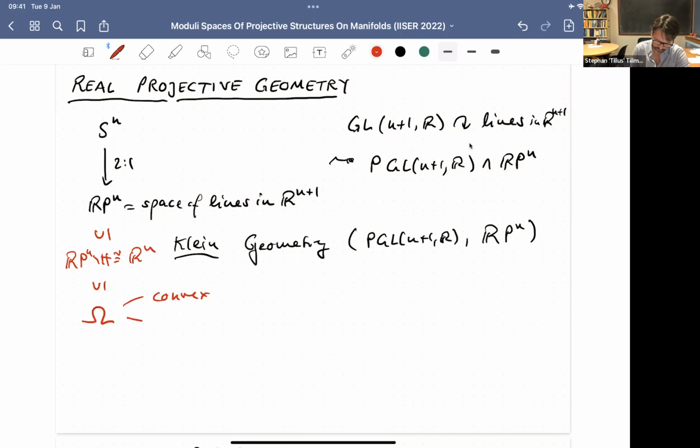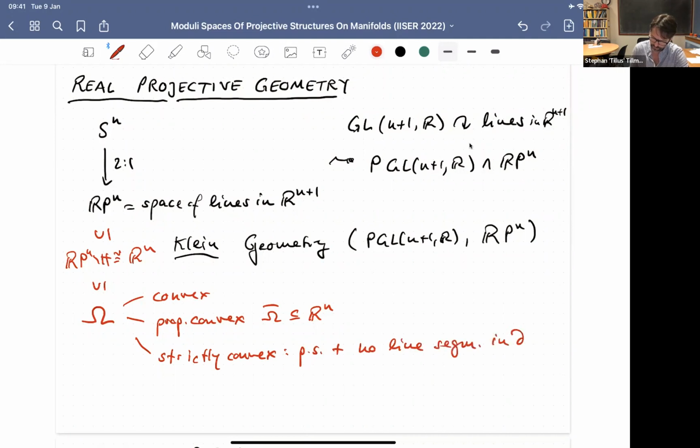Then I like to think about properly convex sets. They have the property that if I take the closure, then this is still contained in this copy of R^n. And then the last thing, becoming even more restricted, is strictly convex. This is basically properly convex plus no line segments in the boundary of this domain that I have here.